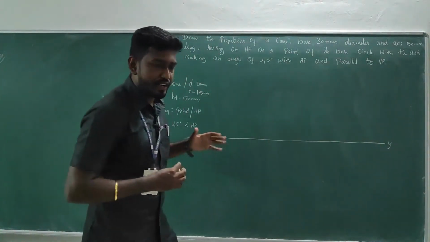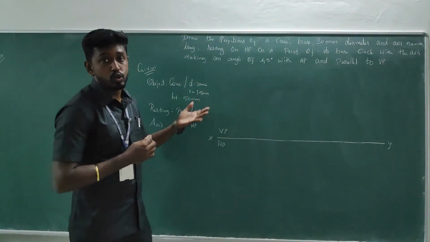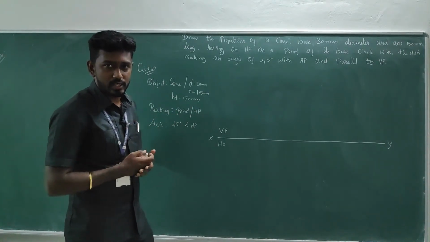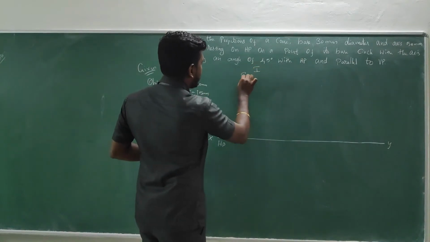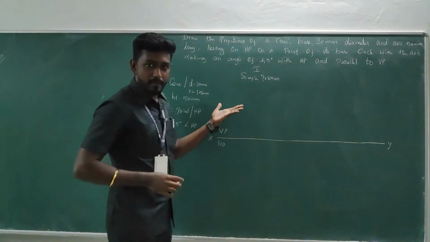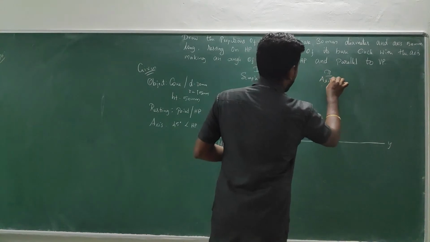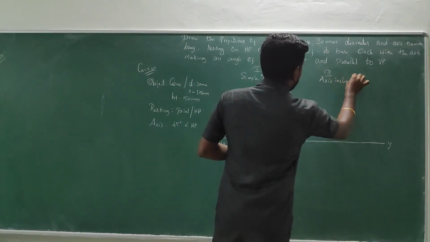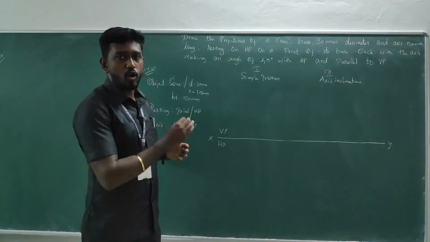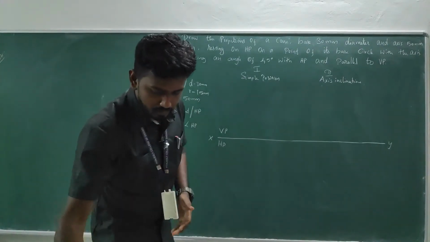If it is inclined, definitely we need to undergo two stages as per the change of position method. What are the stages? The first is the simple position and the second is the axis inclination. These steps are followed by the method called rotating object method or change of position method. Okay, fine. First, the simple position.